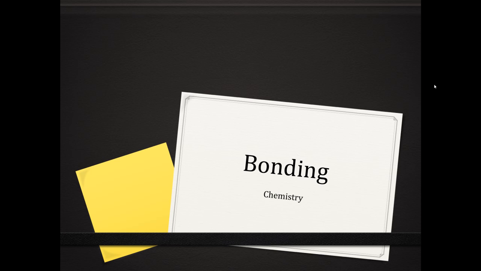We're going to start our bonding unit, so we're going to start talking about bonding in chemistry. And by bonding, I mean we're taking atoms and sticking them together in different ways. We're going to start off this series with a quick review of some major chemistry concepts, and then we're going to cover ionic bonding and ionic nomenclature.